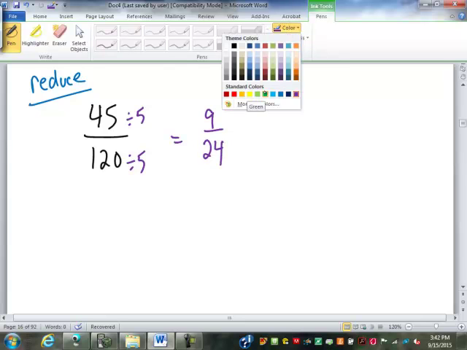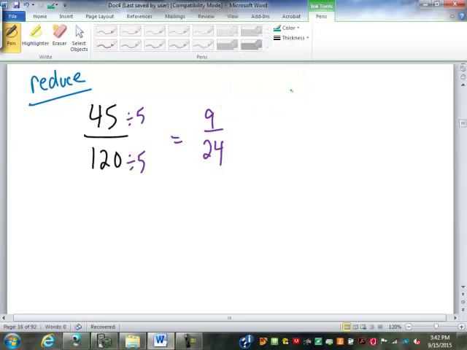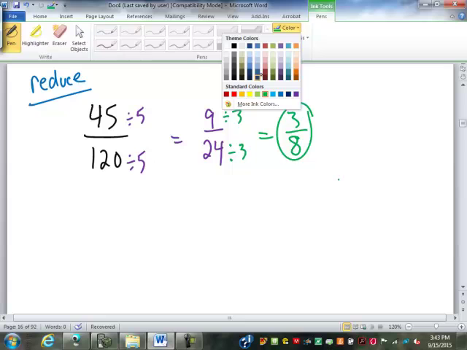Any more 5s? No. Next, I usually go to 2s. Can they both be divided by 2? Nope, 9 can't be divided by 2. How about 3? Yes, divide by 3. 9 divided by 3 is 3. 24 divided by 3 is 8. So 3/8 is what that reduces to.